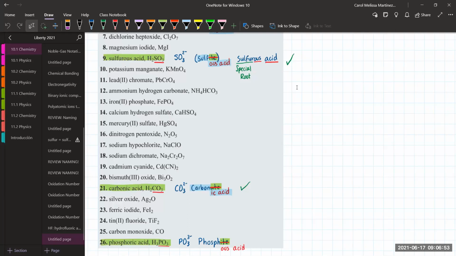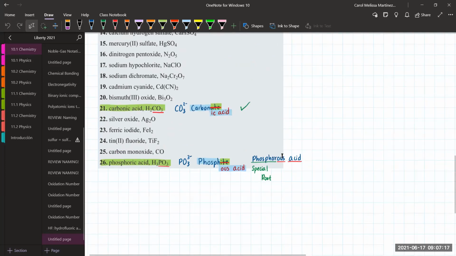Remember that this is the special root. The special root. Remember, this phosphor is the special root. And then O's and acid are part of the rule. Okay? So is the name correct? No. Is not correct. So this one right here is incorrect. That's not the way it is being named. Okay? The name should be phosphorus acid.